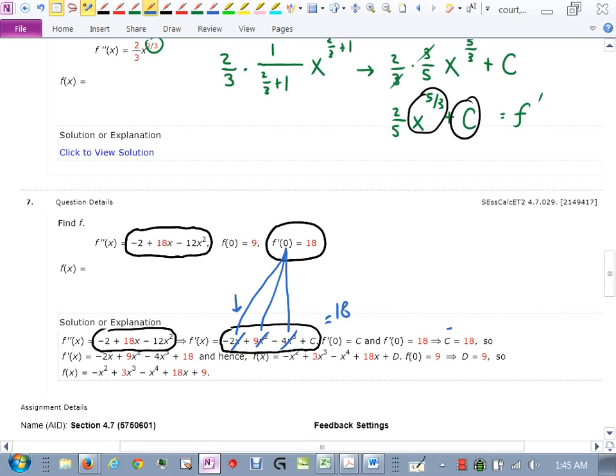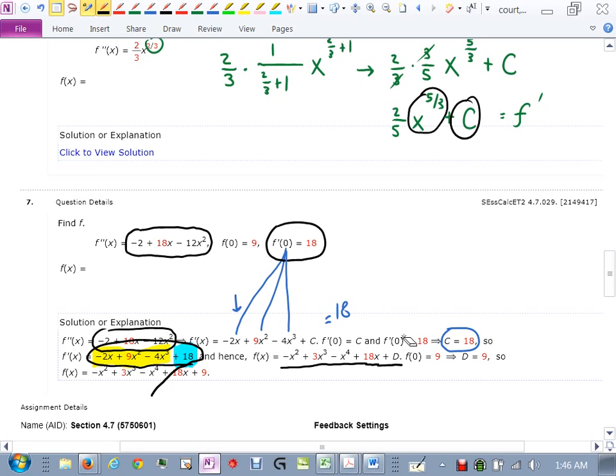So if c is 18, then I can rewrite my derivative right there, but I can replace that c right here with 18. So that's what f prime is. Now what I do is I take the antiderivative again. So when I do the antiderivative of this piece here, I get this right here. Now I'm getting in my own way, so I'm going to have to get some stuff out of here. So I do the antiderivative again, and then I have a new constant of integration, which we call d.